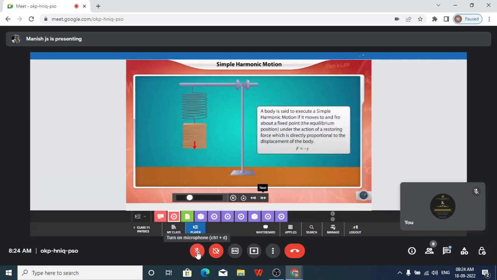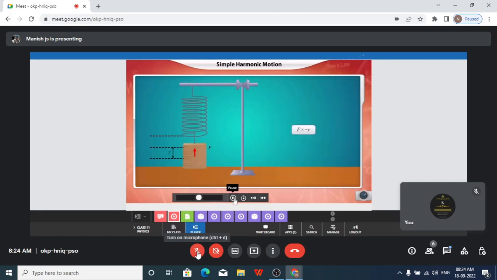Thus, a body is said to execute a simple harmonic motion if it moves to and fro about a fixed point, that is, the equilibrium position, under the action of a restoring force which is directly proportional to the displacement of the body. The restoring force is always directed towards the equilibrium position and hence is opposite to the displacement of the ball.